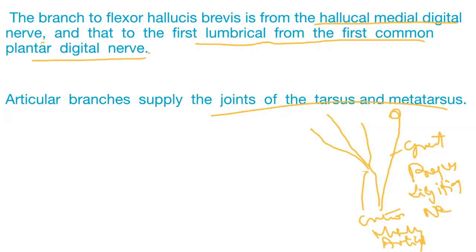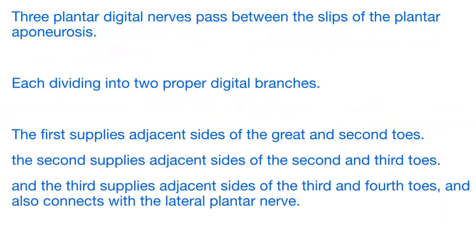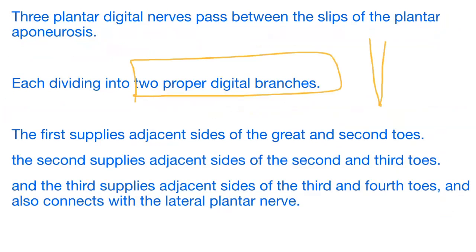Articular branches supply the tarso-metatarsal joints. Muscular branches supply the muscles over there, and cutaneous branches supply the skin over the sole. And the 3 plantar digital nerves pass between the slips of the plantar aponeurosis, each dividing into 2 proper digital nerves. Okay, each of the 3 again divides into 2 proper digital nerves, right? The first supplies the adjacent sides of the great toe and second toes.